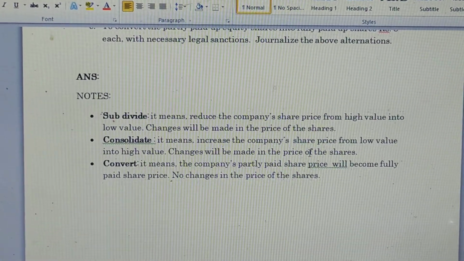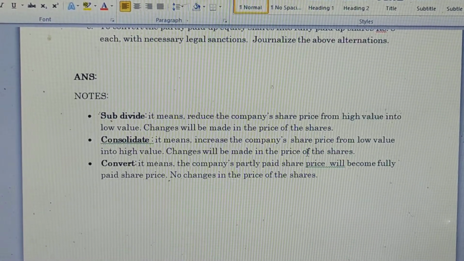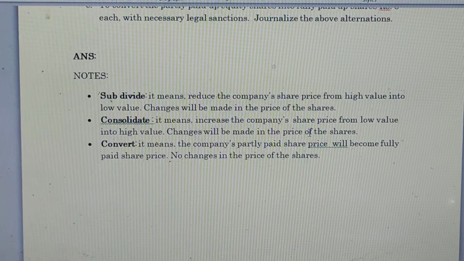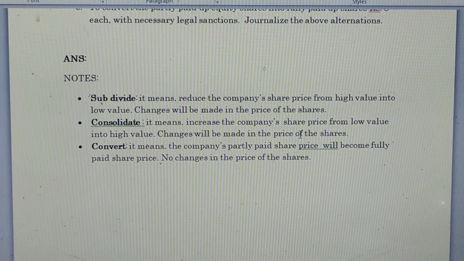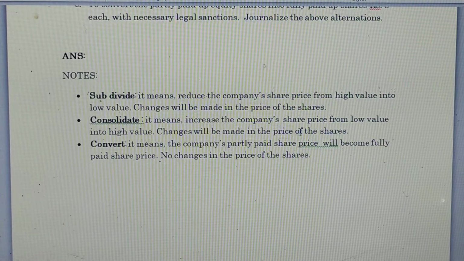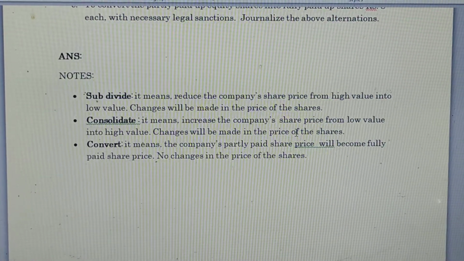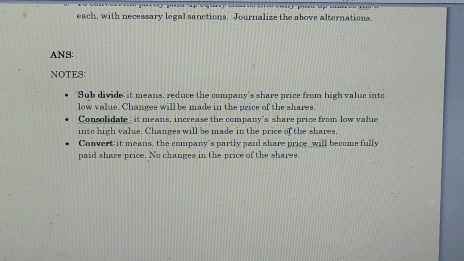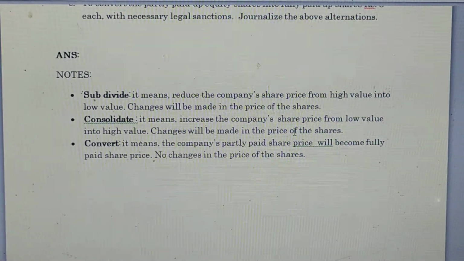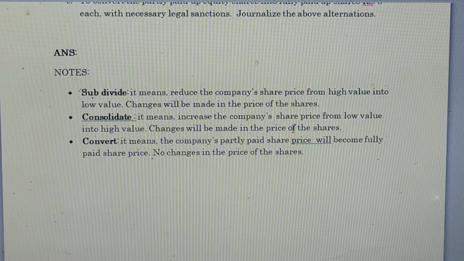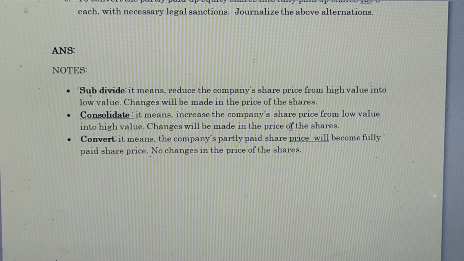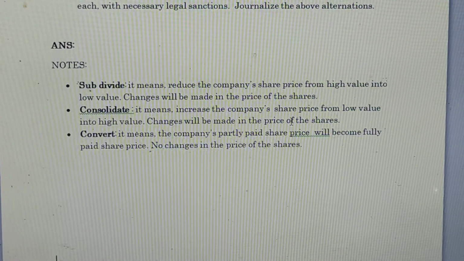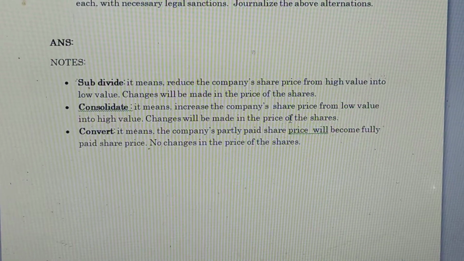Before going to prepare the journal entry, we should know these notes. The first one is subdivide. It means reducing the company's share price from a high value to a low value, and changes will be made in the price of the shares. For example, 100 rupees will become 10 rupees. And consolidate means increasing the company's share price from a low value to a high value. For example, the share price of rupees 10 will become rupees 100.